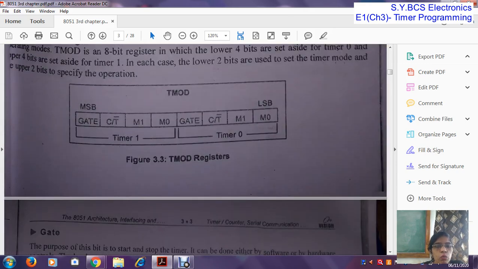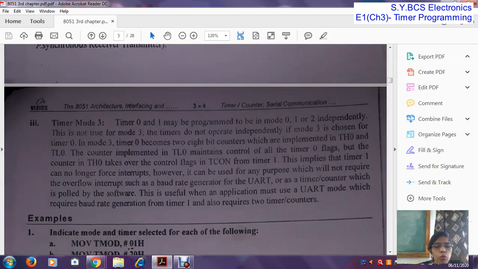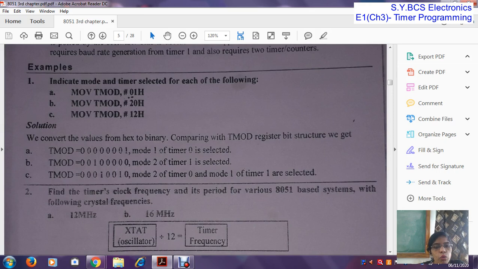So timer 1 mode 2 is selected, and in timer 0 all the bits are 0 0, so timer 0 is not selected. Timer 1 mode 2 is selected.